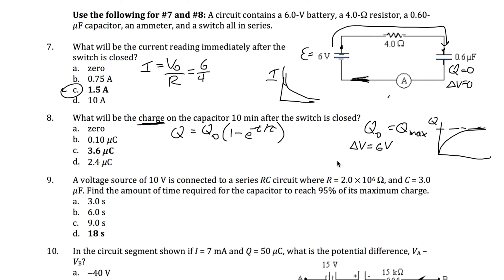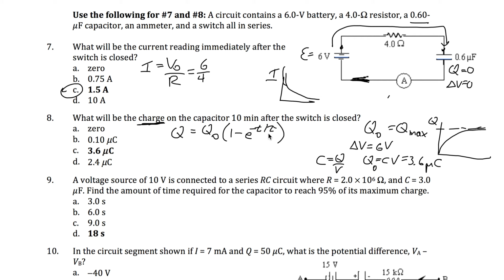So then you can use C equals Q over V to solve for Q, C times V. So you're going to get 0.6 microfarads, that was the capacitance, times 6 volts. So you're going to get 3.6 microcoulombs. That's Q0, which is the maximum charge.